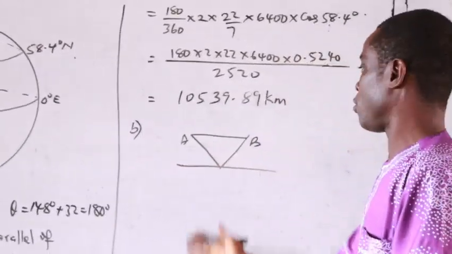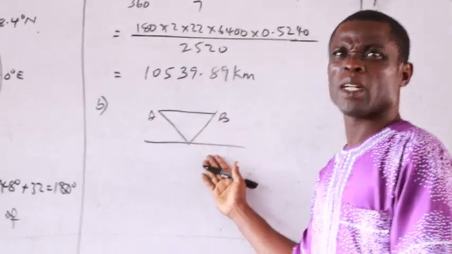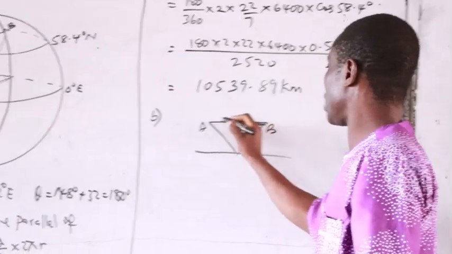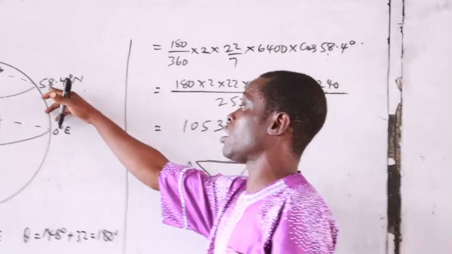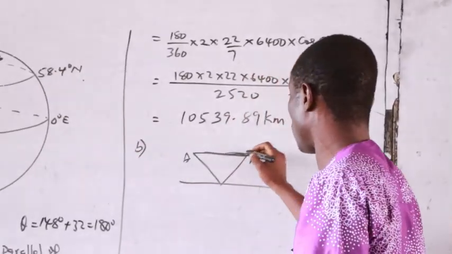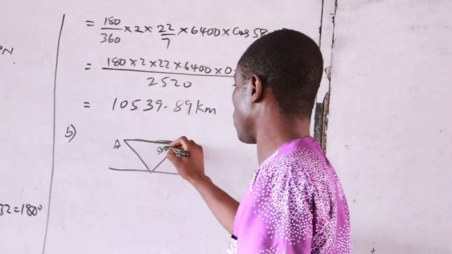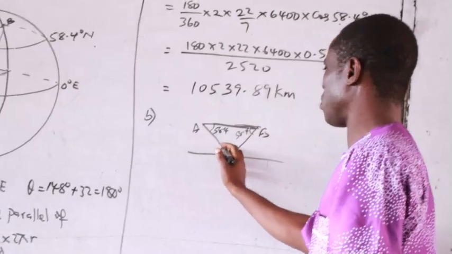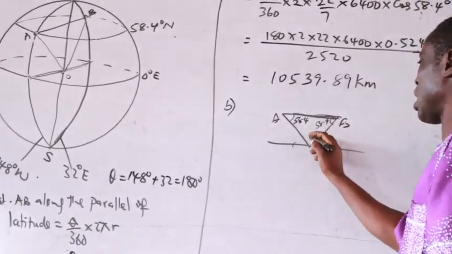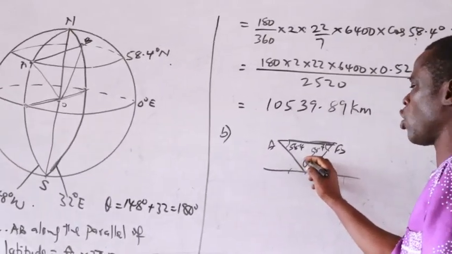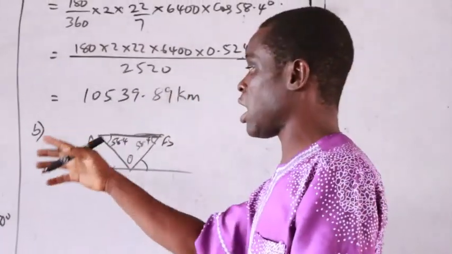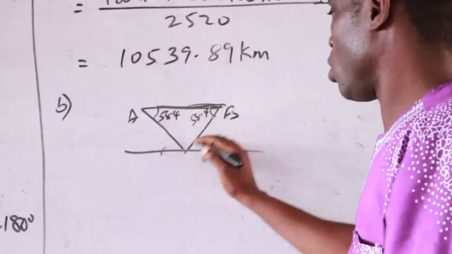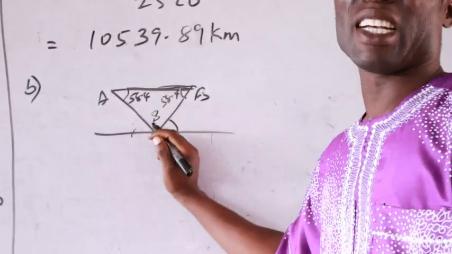Okay, this is what we have. Are you with me? Now you can see that the angular difference, this latitude that we have here, is 58.4. This angle is 58.4. This angle is also 58.4. I can say alternate angle. I don't want to use theta, because we already have theta in the question as angular difference. Let me use beta, because what I'm looking for here is beta.